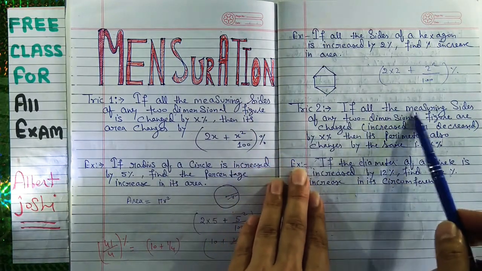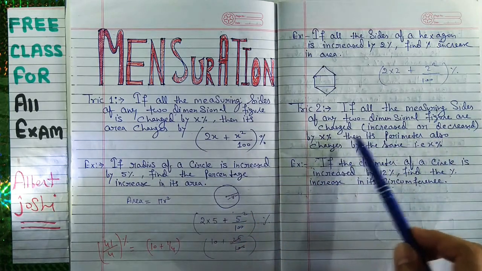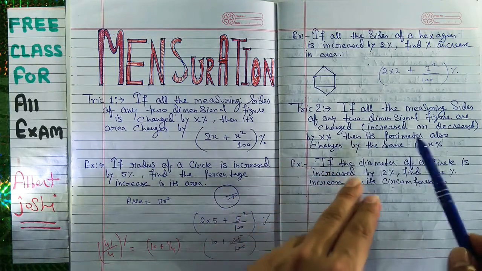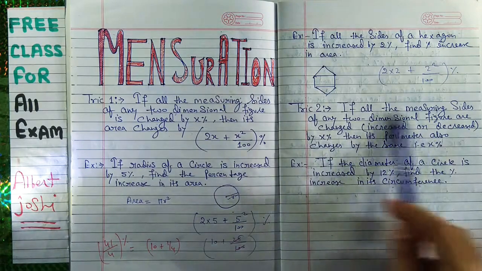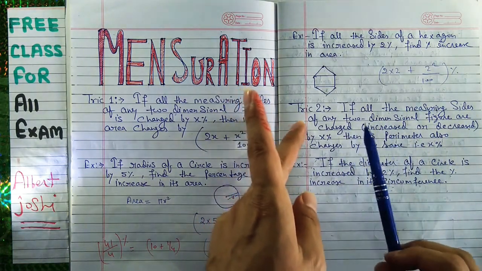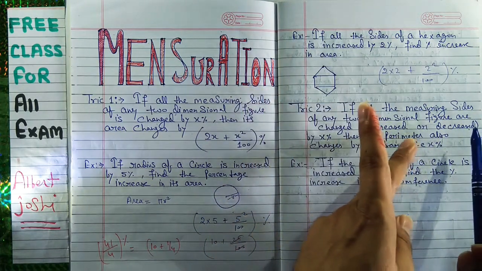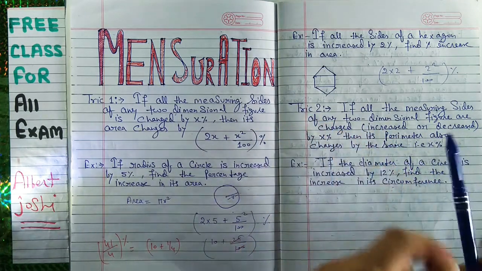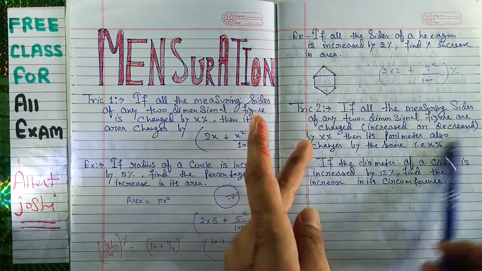Now if all the measuring sides of any two-dimensional figure are changed, increased or decreased by x%, then its perimeter also changes by the same x%. You have to remember this trick. If all the measuring sides of any two-dimensional figure are increased or decreased by x%, then its perimeter will also change by x%. It works for all two-dimensional figures.